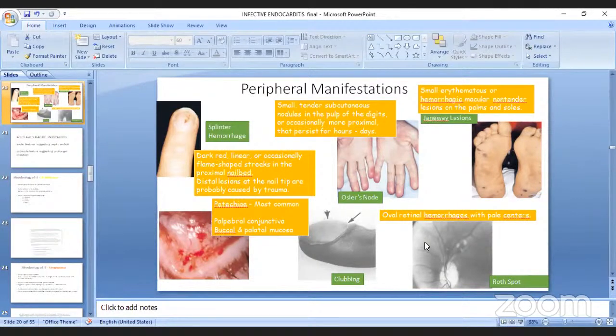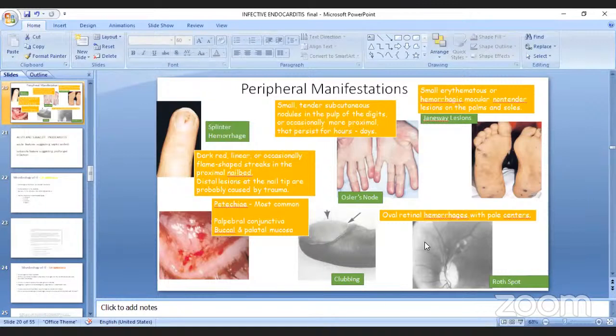You can see splinter hemorrhages. These are dark red linear or occasionally flame-shaped streaks in the proximal nail bed. You can see petechiae in the palpebral conjunctiva, right? And you can see Osler's nodes. These are small, tender subcutaneous nodules in the pulp of the digits, or occasionally more proximal, that persist for hours and days. And you can see clubbing in the patient. A lot of physicians forget this point.